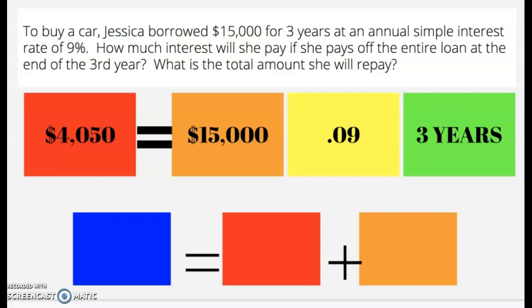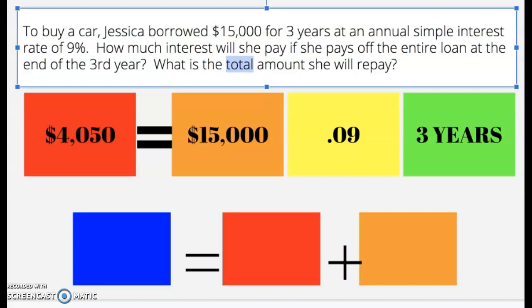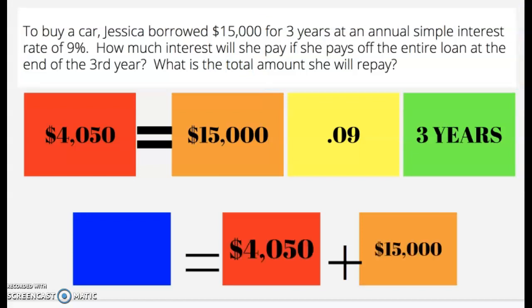But the question isn't asking how much interest she is going to pay. The question is asking what is the total amount she's going to pay. So we need to do something with our interest and our principal. We need to add them together. So your total is the sum of the interest plus the principal. When we add them together, you should get $19,050. That's the total that she'll repay.